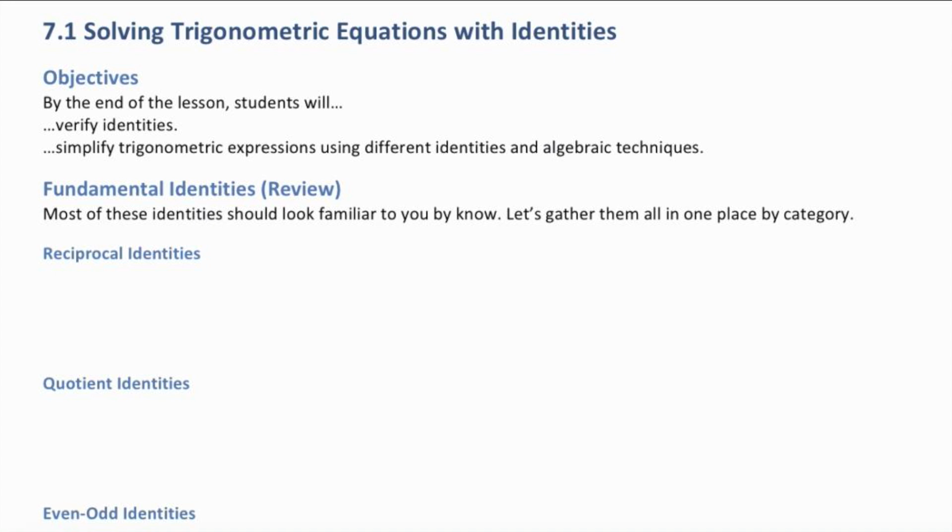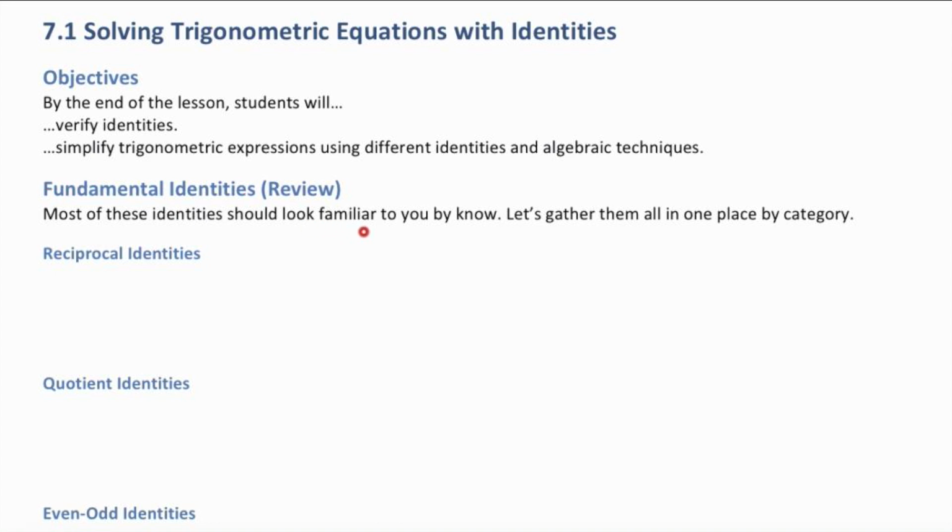Welcome to the lecture for section 7.1, Solving Trigonometric Equations with Identities. By the end of the lesson, you'll be expected to verify identities and simplify trigonometric expressions using different identities and algebraic techniques. Now, this is a quick review of fundamental identities.